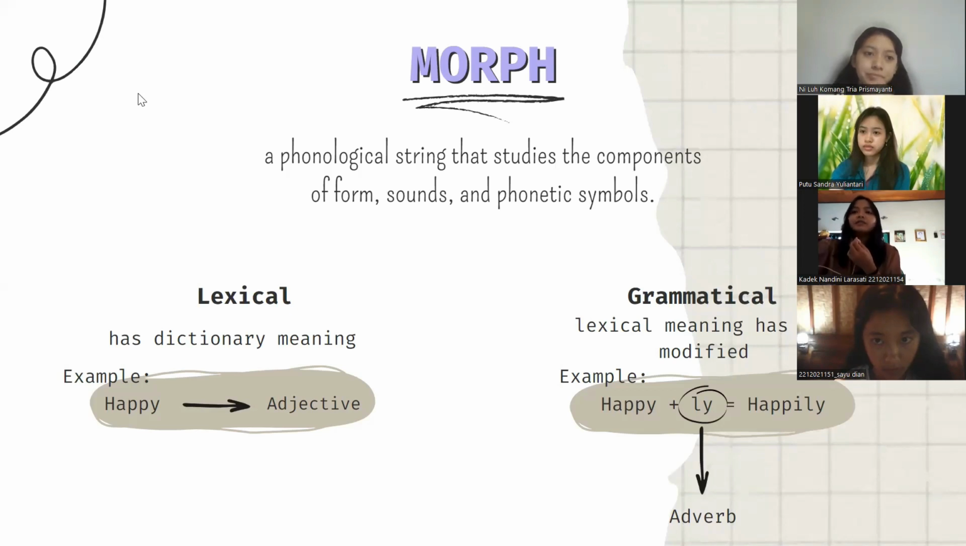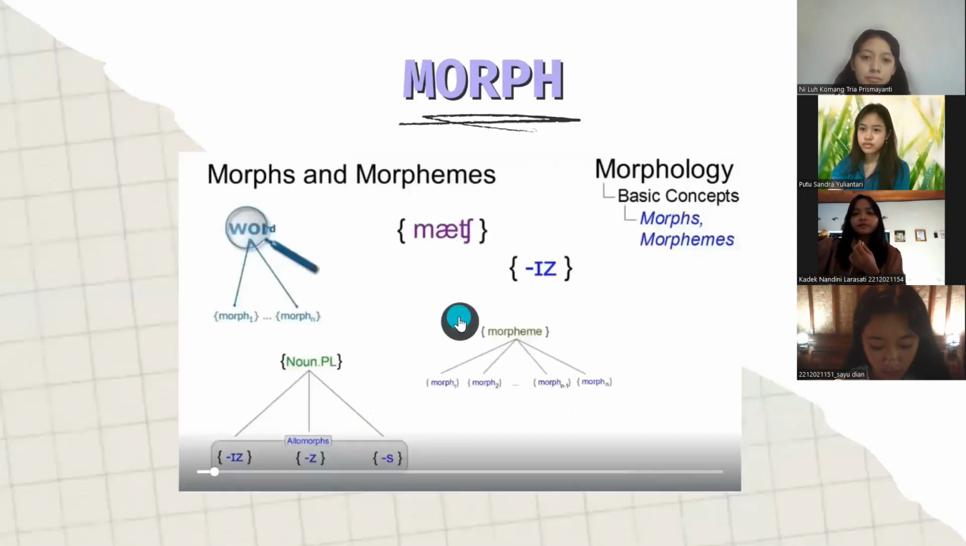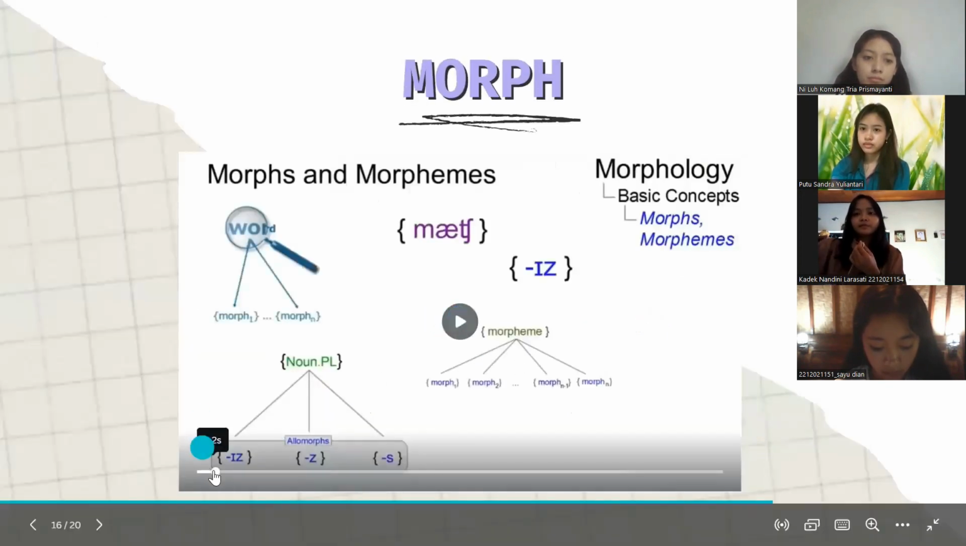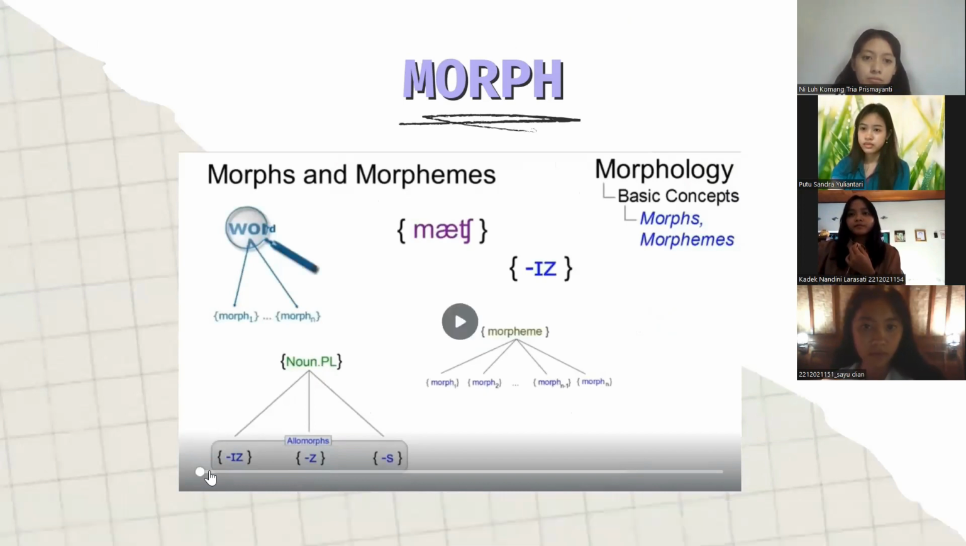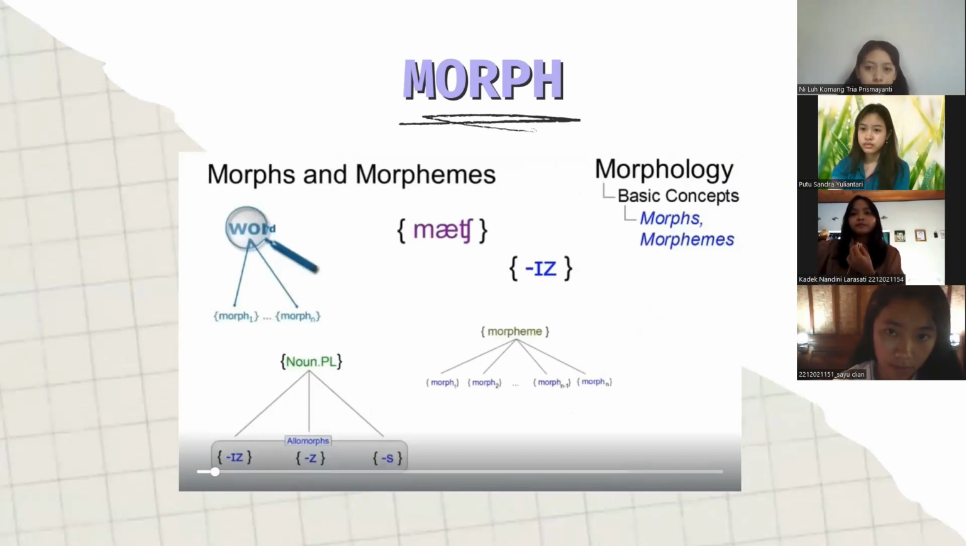And next, grammatical is lexical meaning that has been modified. For example, happy plus ly is happily, which is an adverb. Next. Morphs are the basic building blocks of words.